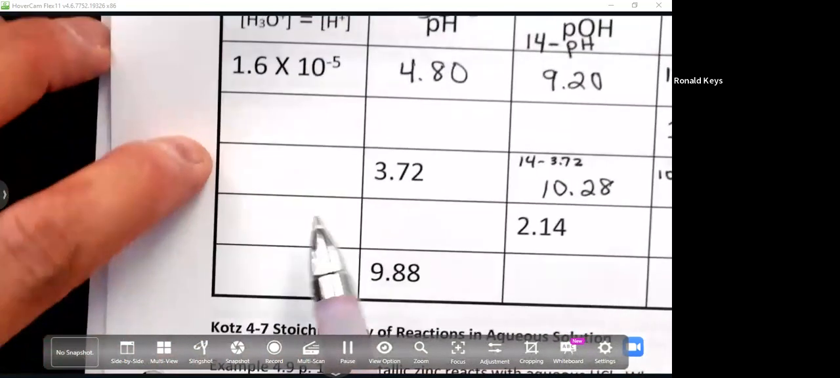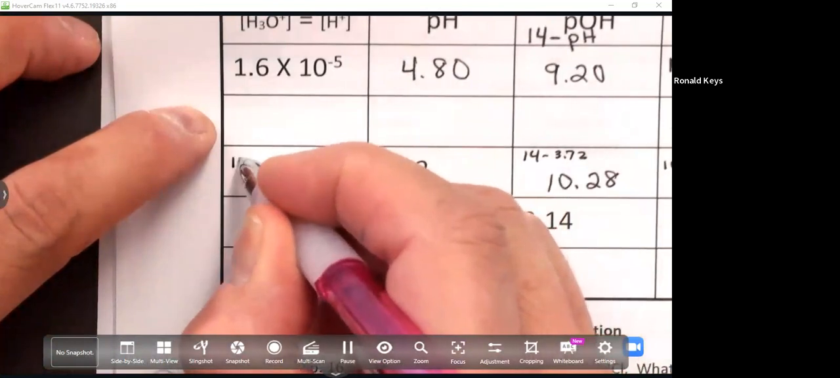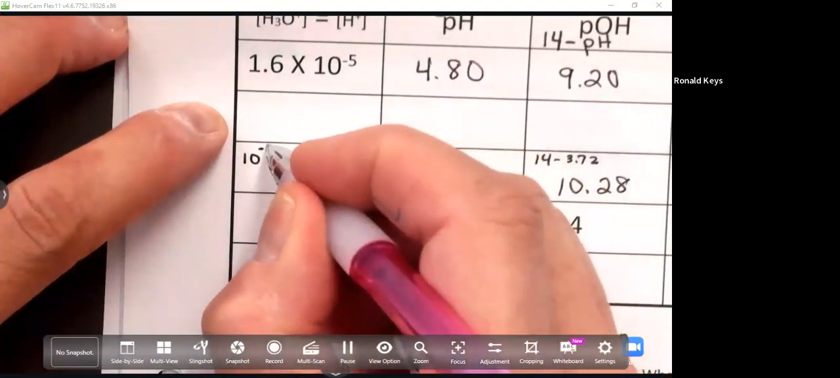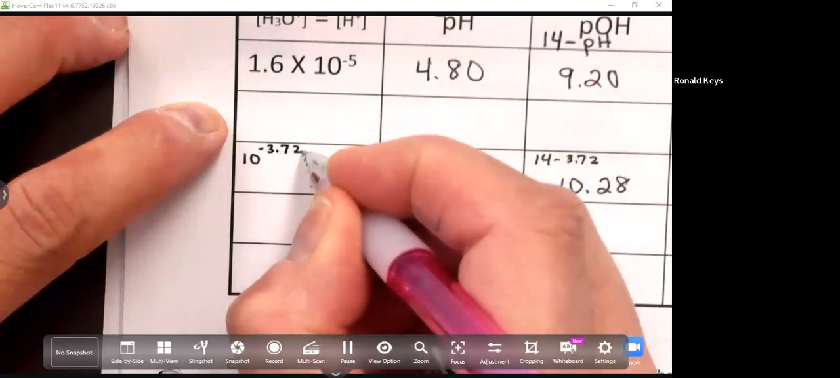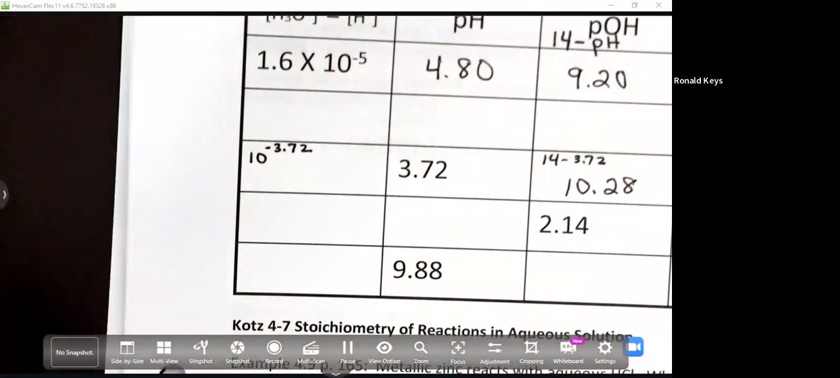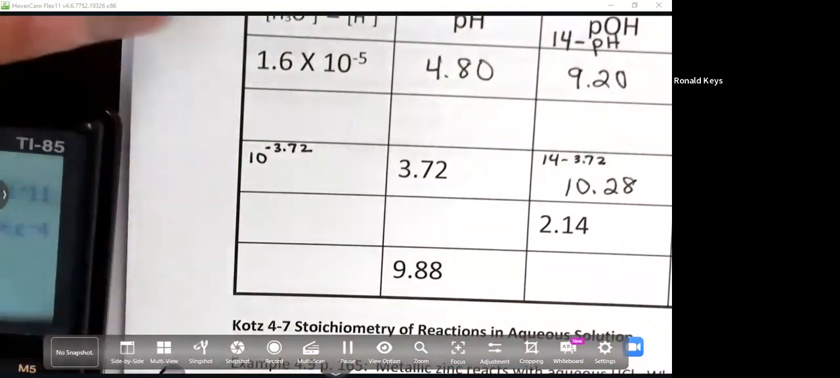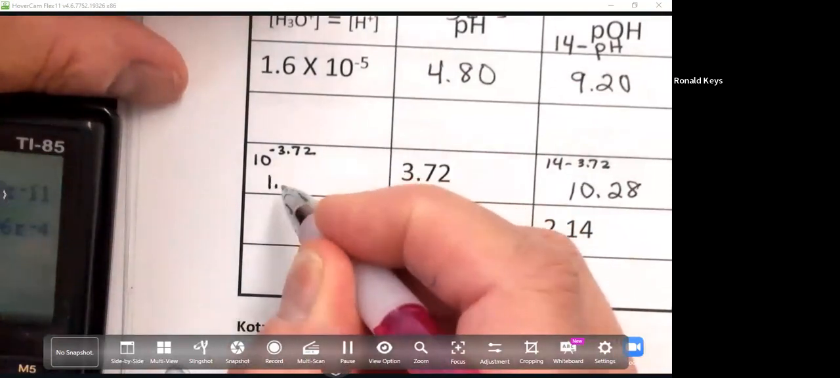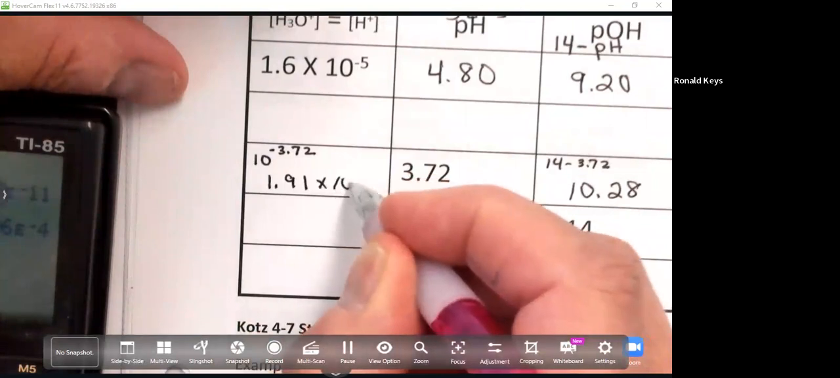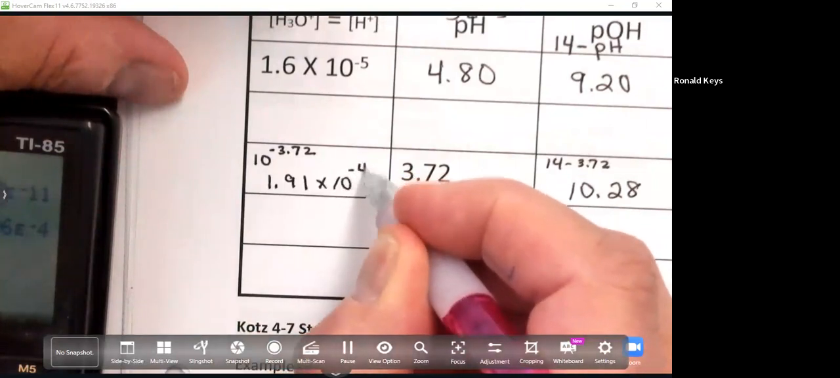For here, we can go 10 to the negative pH, 10 to the negative 3.72. And if we take 10 to the negative 3.72, we get 1.91 times 10 to the minus 4.